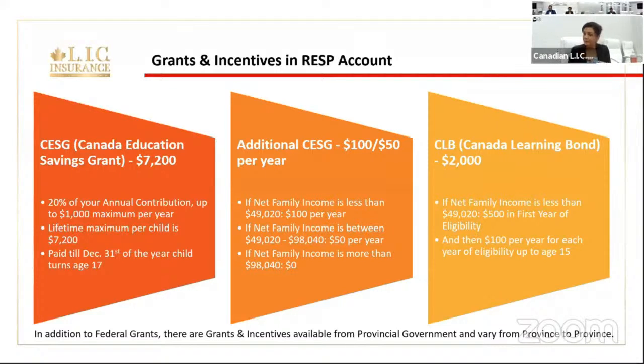So basically, you are saying that there are two categories of the grant. One is the basic, which is $7,200, which every parent can get, and they match 20% of your contribution. So I want to clarify that. It's not like if a parent is contributing, let's say $100, they will still be getting $7,200.